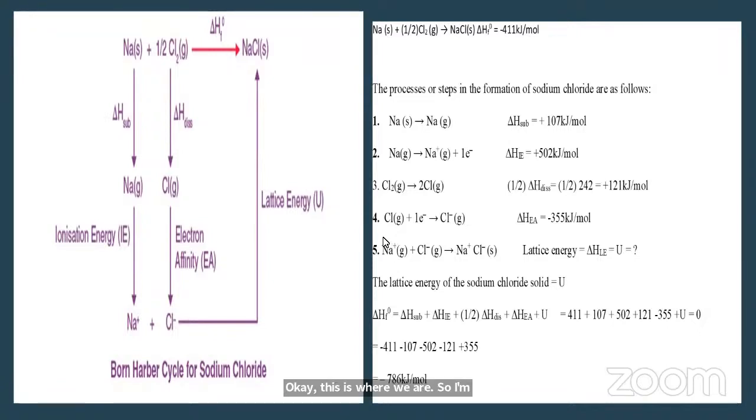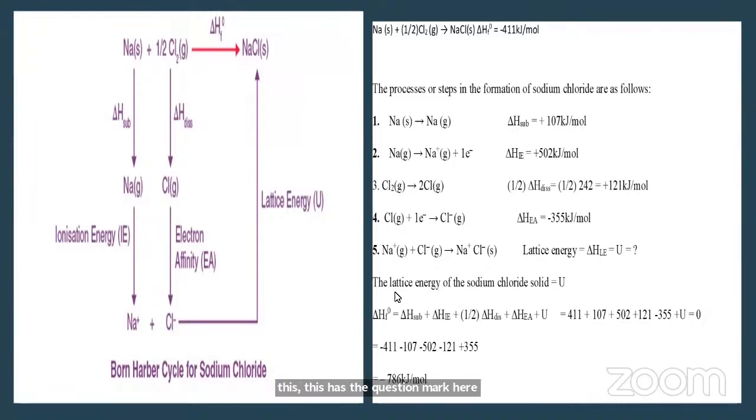So I'm saying that now we have the cation and we have the anion coming together to form our solid sodium chloride. So this is the solid sodium chloride. And when the ionic solid is being formed, there is a release of energy equivalent to lattice energy. But because lattice energy cannot be measured experimentally, we need to calculate it. That is why this has a question mark here.